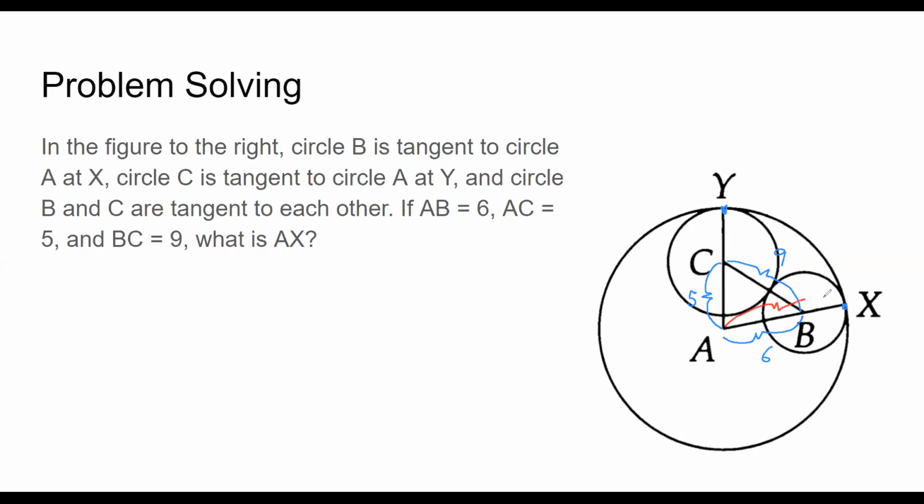I noticed that AB is longer than AC. Yes, AB is longer than AC. So let's talk about CB. Does anyone notice anything about line CB here with length 9? It's longer than both AB and AC. Is it congruent to YX? It is not congruent to YX, and it is longer than AC and AB.